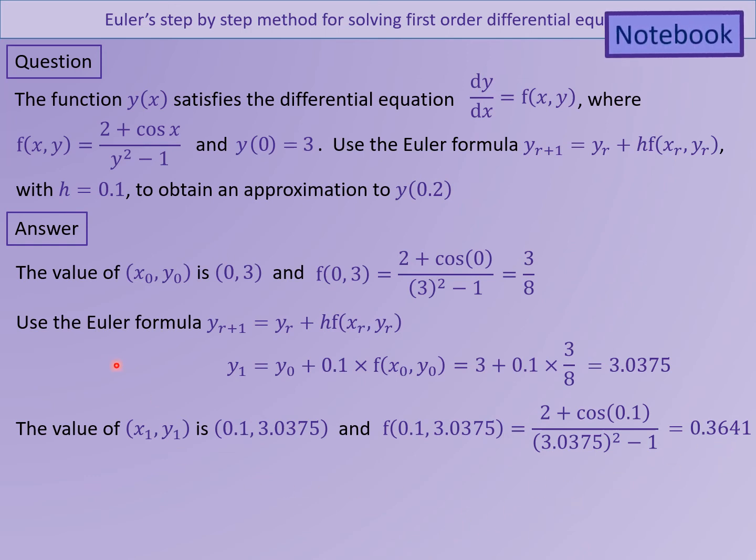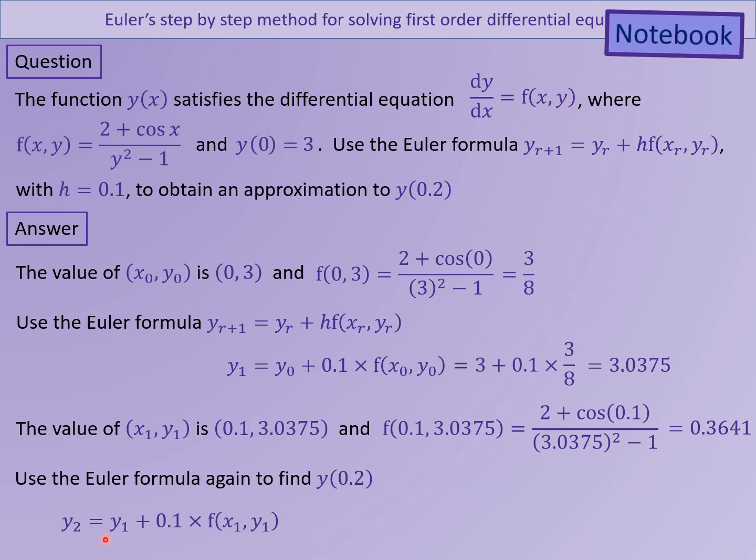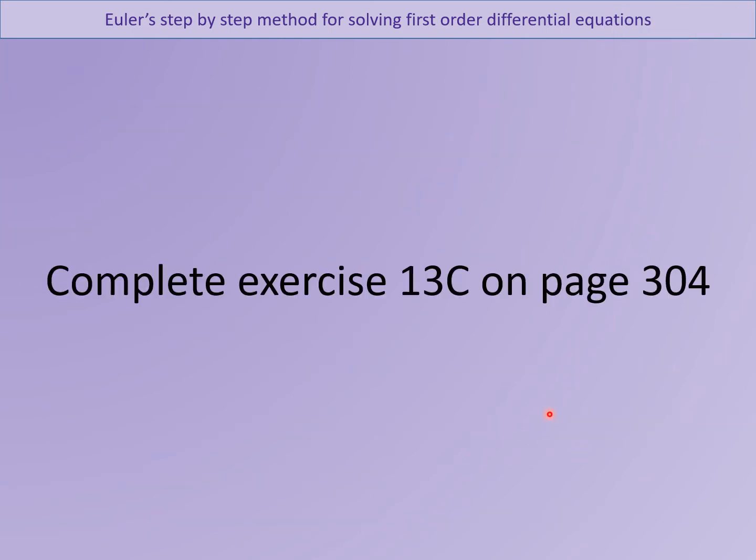Right, so got that. I'm going to use the Euler formula again, but this time for y at 0.2. Okay, and I get y2 equals y1 plus 0.1 and so on. I put my numbers in. So there's my y1 from there, plus 0.1, which is the step size, times the previous gradient at 0.1, which is there. Once I do that, there we go, 3.07 is going to be my y2, or more importantly, the y value when x equals 0.2.